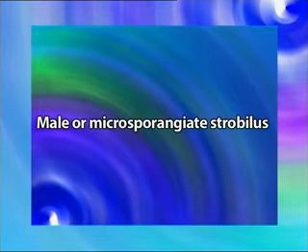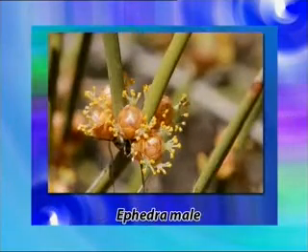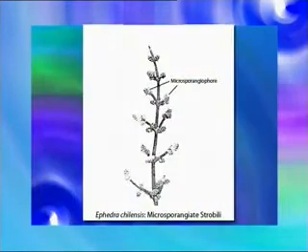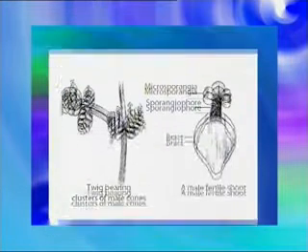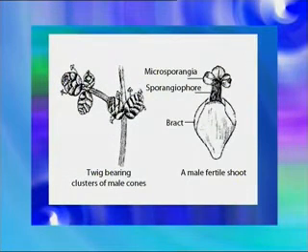Now, male or microsporangiate strobilus. The male strobilus arises in the axils of scale leaf present at each node of fertile branches of male plant. These arise in whorls and their number at the node depends upon the number of scale leaves. The male strobilus consists of a central axis that bears 2 to 8 pairs of opposite decussate bracts.